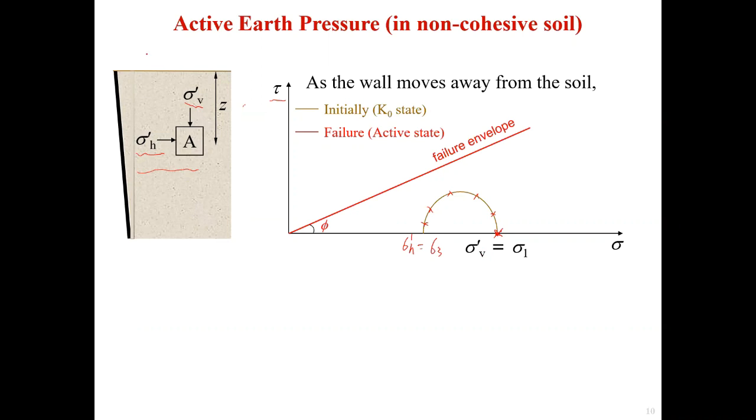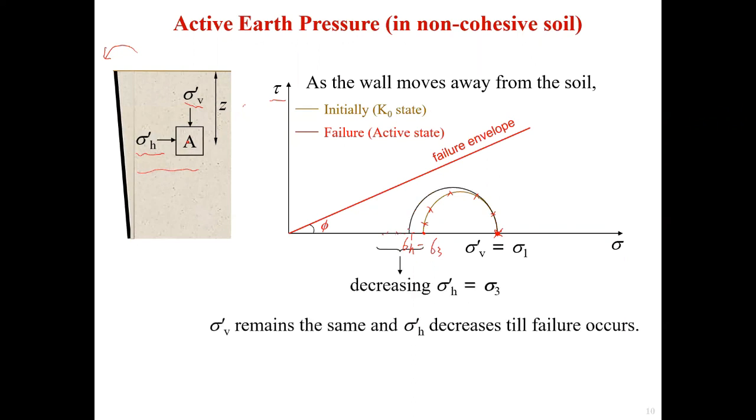When the wall moves away from the soil, it generates active earth pressure. If it moves further, what will happen? The vertical stress, generated by the self weight of the soil, sigma v prime, stays constant and doesn't change. But if you move the wall further away from the soil, sigma h will gradually reduce as the stress is released, moving to the left-hand side. Then you are able to draw another Mohr circle. If you move the wall further, you can generate the next Mohr circle.